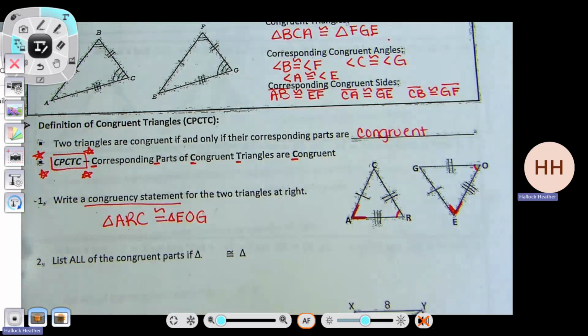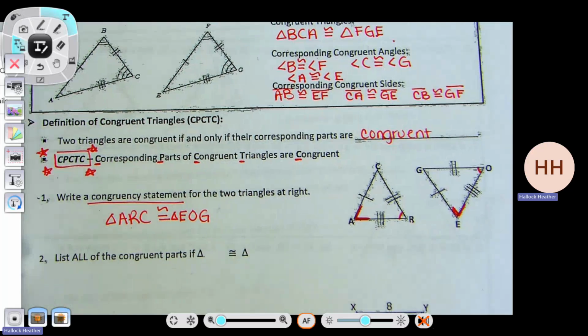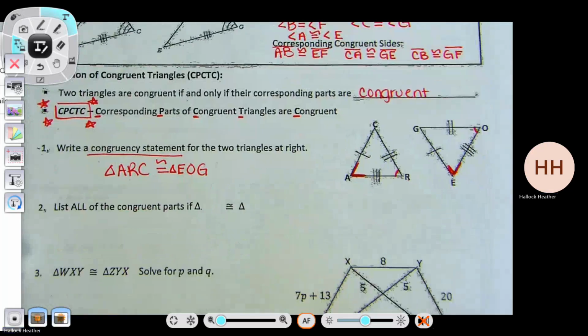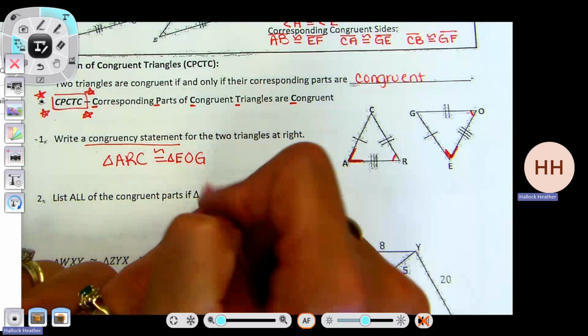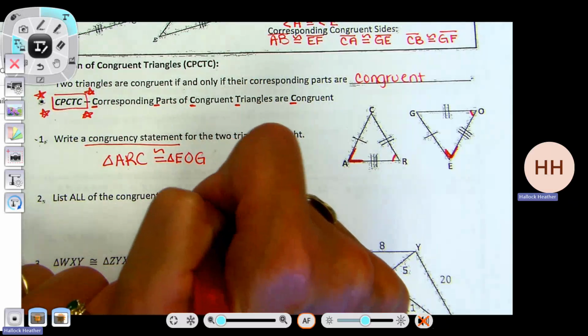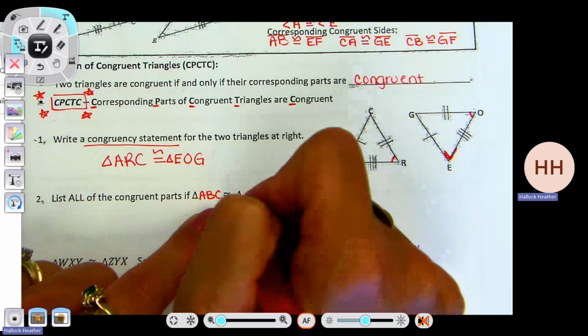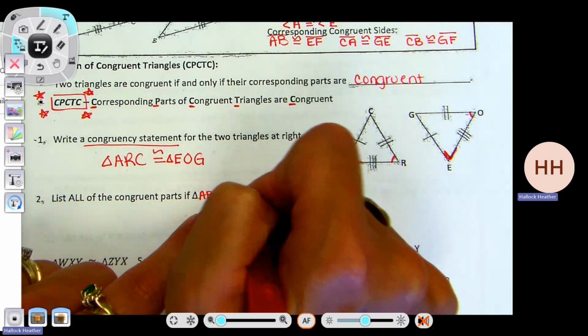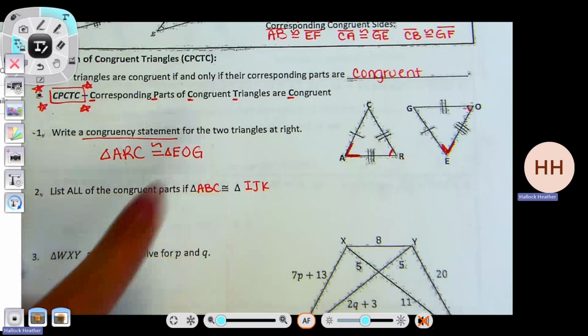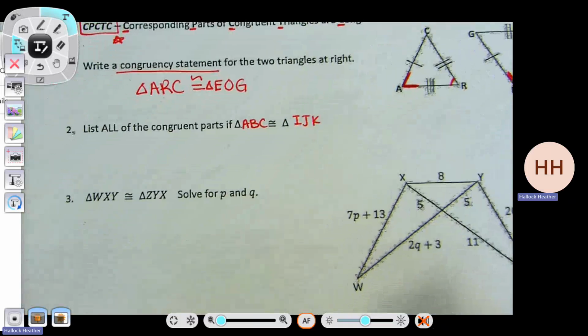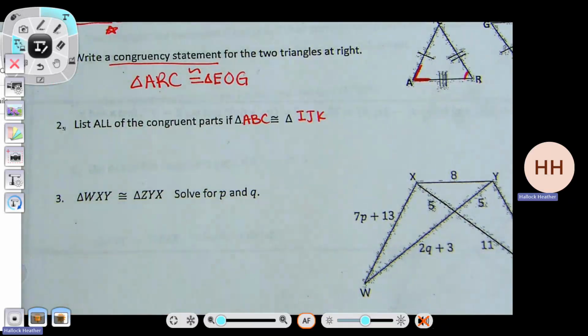Okay. So now let's figure out all the corresponding parts to 2 triangles. I'm going to give you 2 new triangles. So I'm going to say ABC is congruent to IJK. These are 2 triangles that I just made up. There's not a picture of them because you have to do this without a picture.